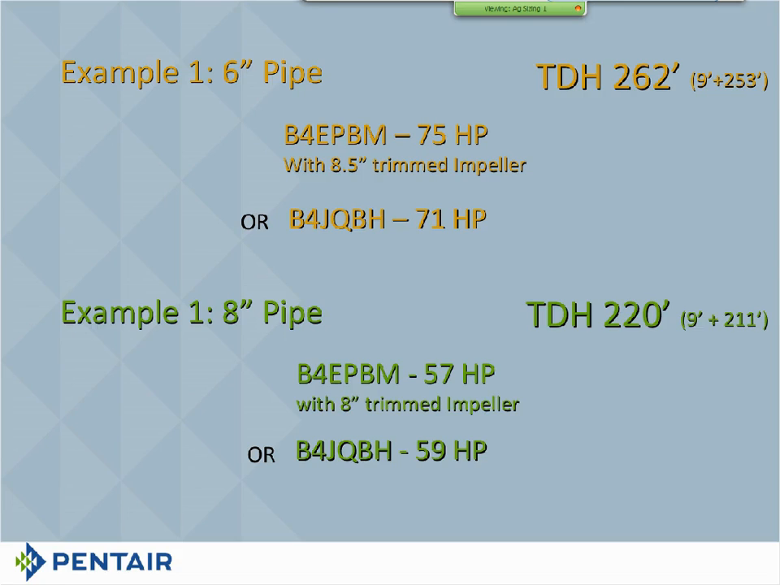Or again, you can use the B4JQBH, which now you're only going to use about 6 gallons of diesel fuel an hour. So you're saving a little over a gallon of diesel fuel per hour. Very important that we understand that.